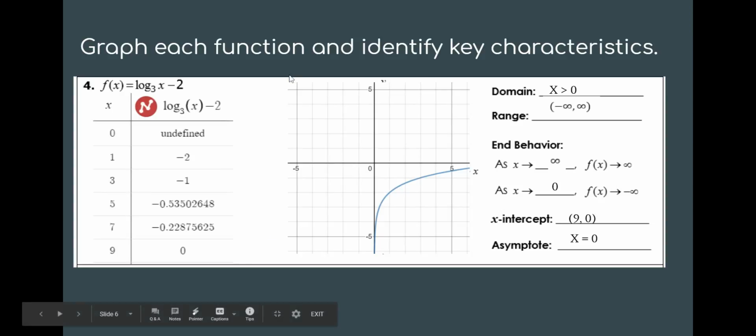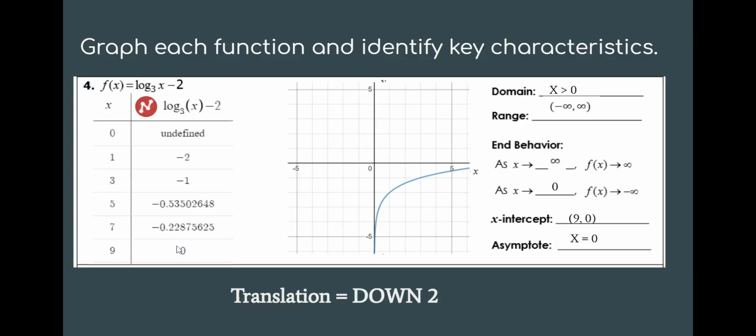Did I move my function up, down, left, or right? I actually moved it down. You can tell that from the fact that my x-intercept is so high. So it's much higher than the functions we've been talking about recently. Okay.